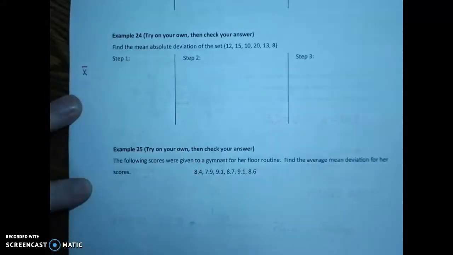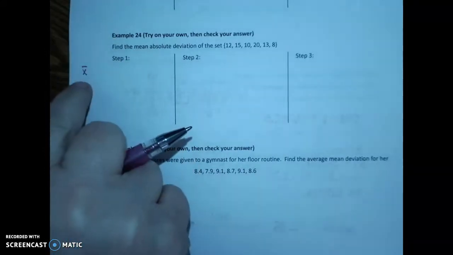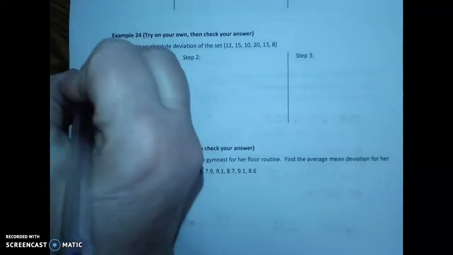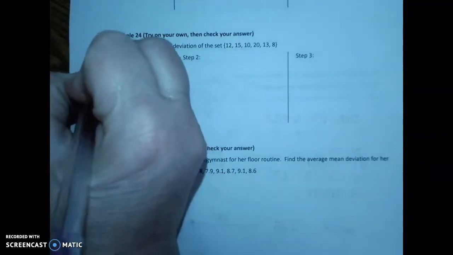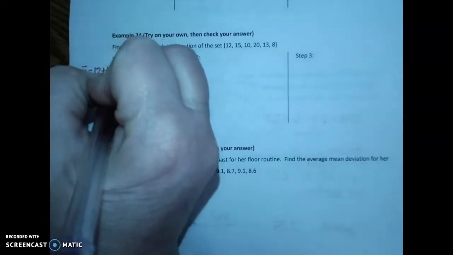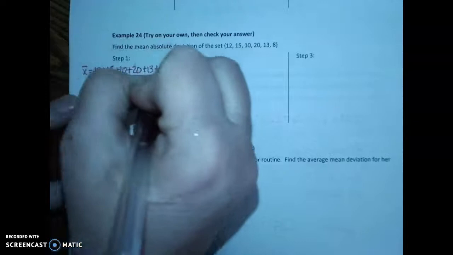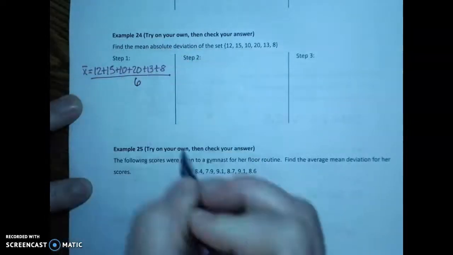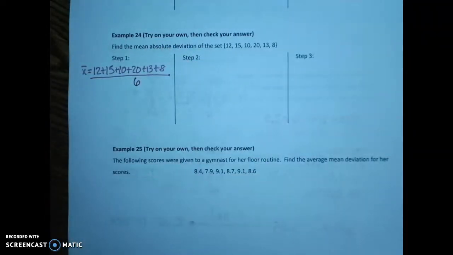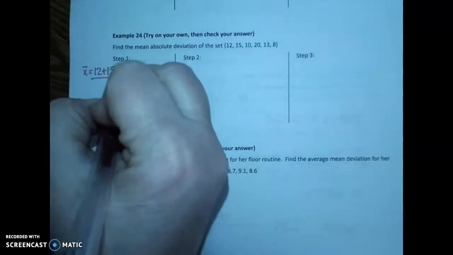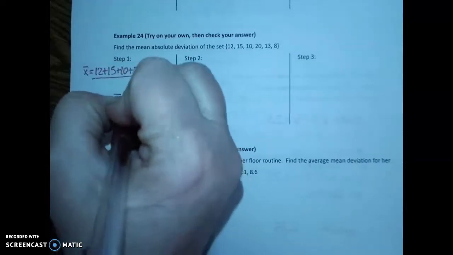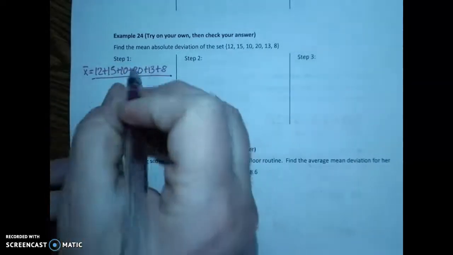I'm using the symbol X bar here because remember from our notes yesterday that means mean. So we have 12 plus 15 plus 10 plus 20 plus 13 plus 8. And there are a total of 6 scores. So when I do this and I add everything all up together, I ended up with a mean of 13.